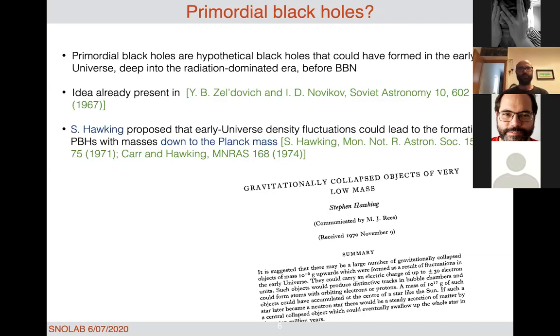So in general, there is a debate in the literature about the existence of another category of black holes that are more exotic. They are called primordial black holes. Primordial because they should have formed in the very early universe before BBN, before the Big Bang nucleosynthesis. And this idea is actually not new. It was proposed by Hawking for the first time in 1971, in this famous paper. And they could have formed in the very early universe, deep in the radiation-dominated era, out of the collapse of density fluctuations, possibly originated during inflation.